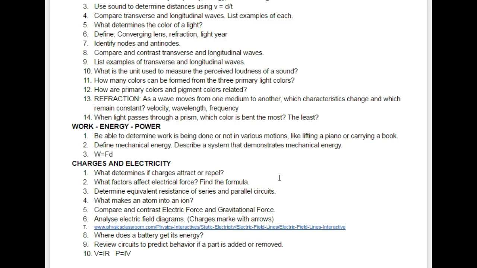Number 13, as a wave moves from one medium to another, which characteristics change and which remain constant? Velocity, wavelength, and frequency. Velocity changes, frequency stays the same, so in order to achieve that velocity change, the wavelength also has to change, but the frequency remains constant. When light passes through a prism, which color is bent most and which is bent the least? I think you need to find some pictures.